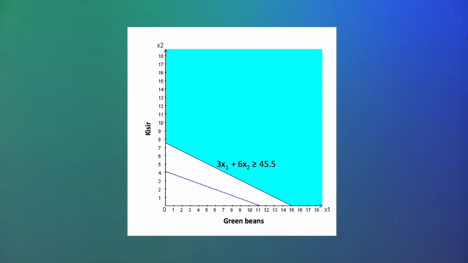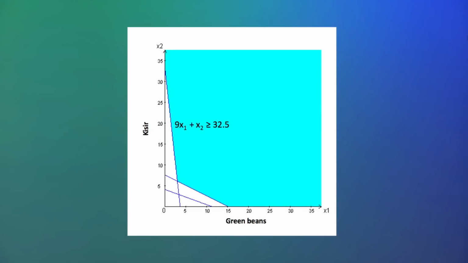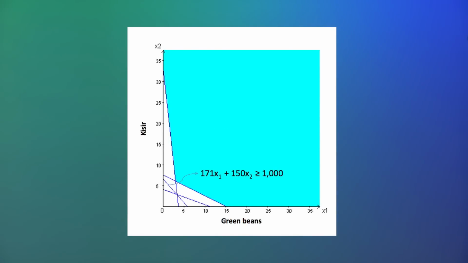Here we mark the barrier line for this inequality too. For fat, it is 9x1 plus x2 greater than or equal to 32.5. As seen here, this inequality will eliminate even more points in our solution space.